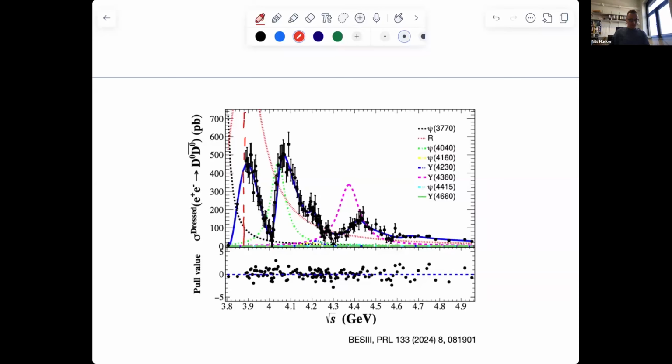So you see a broad peak happening at roughly this energy. This is threshold for D* D bar. You see a second big structure happening in this plot. That's roughly here. And that's threshold for D* D* bar production.